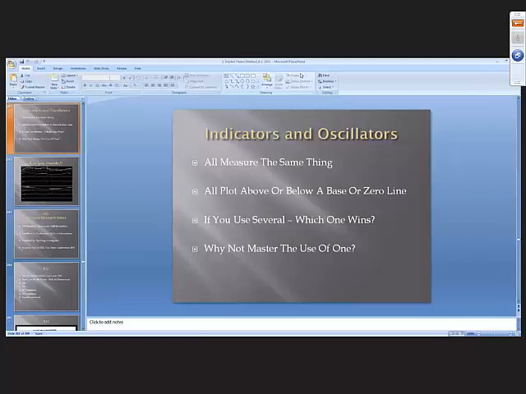If you use several of them, which one wins? How do you decide which one's the right one to go by? Why not just master the use of one indicator? For the purpose of the class, we use TDI, which is built upon the RSI line. The TDI, because of the bands and stuff, is just like Bollinger Bands inside there.